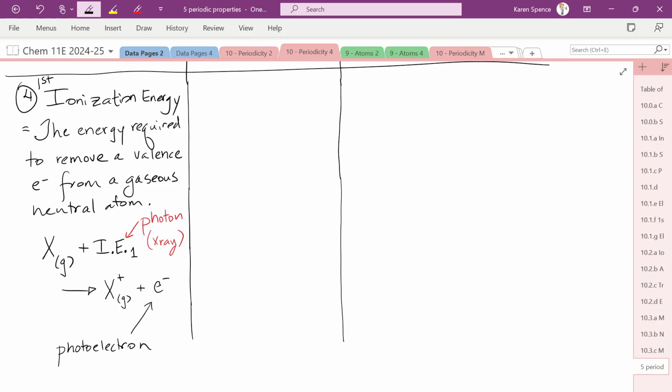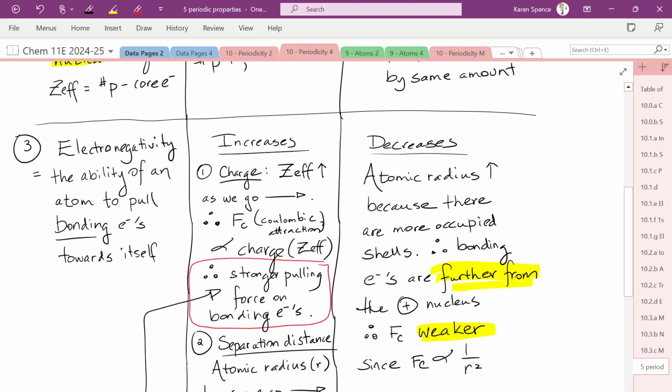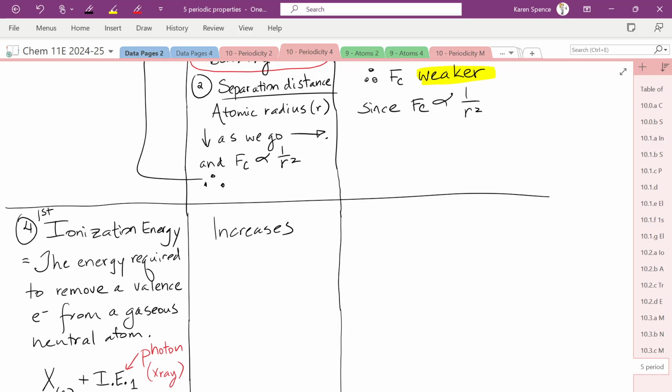What happens to ionization energy as we go from left to right across the periodic table? It increases. Ooh, what happened to our electronegativity? It increased. And what happens to ionization energy? It increases. And what's ionization energy going to do as you go down? It's going to decrease.